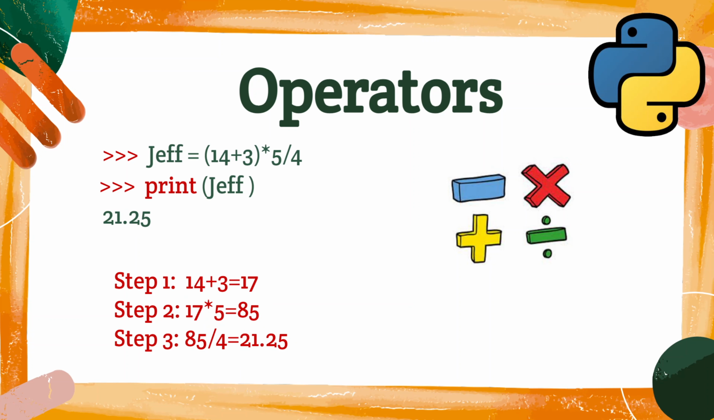Let's take a look at this example. Step 1, it will operate 14 plus 3 and get 17. Step 2, it will operate 17 times 5 and get 85. Step 3, it will operate 85 divided by 4 and get 21.25.